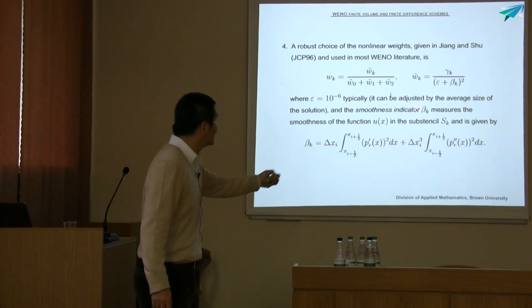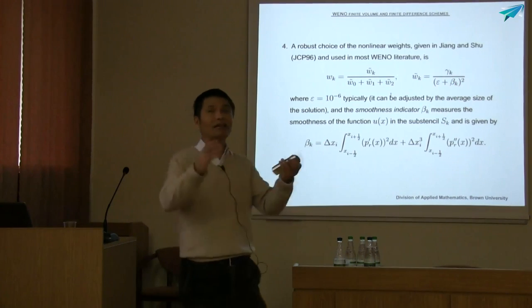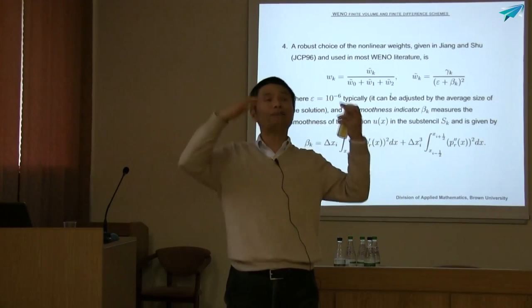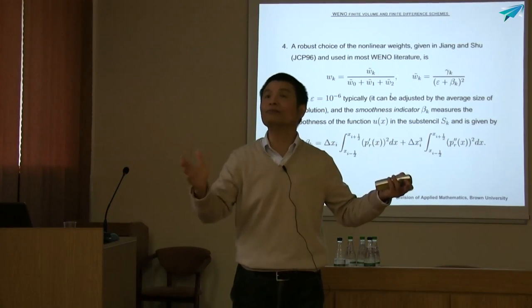However, on the other hand, if one of the beta k is way bigger than the other two beta k, the bigger beta k means that it's less smooth.